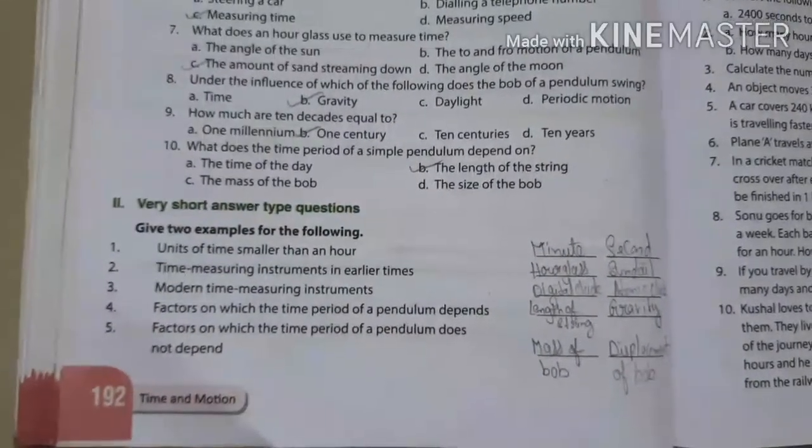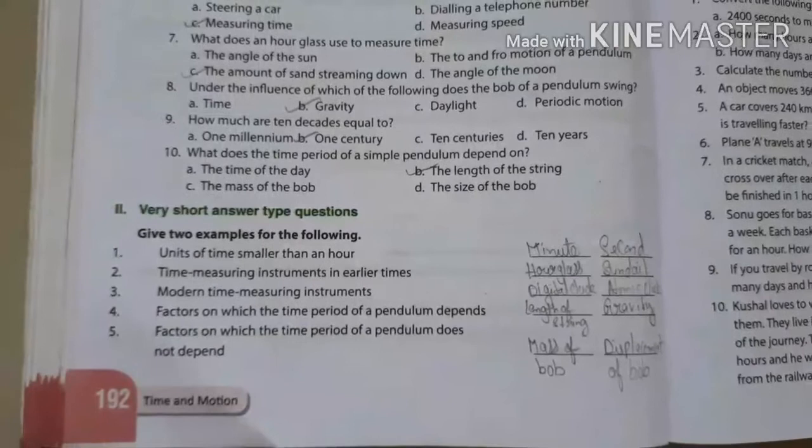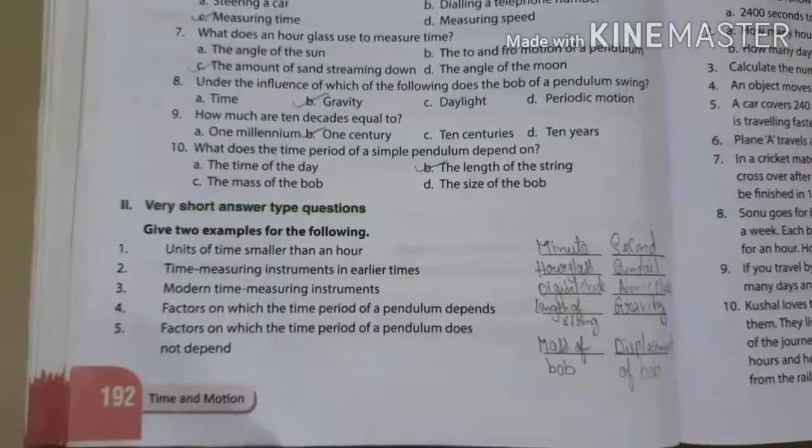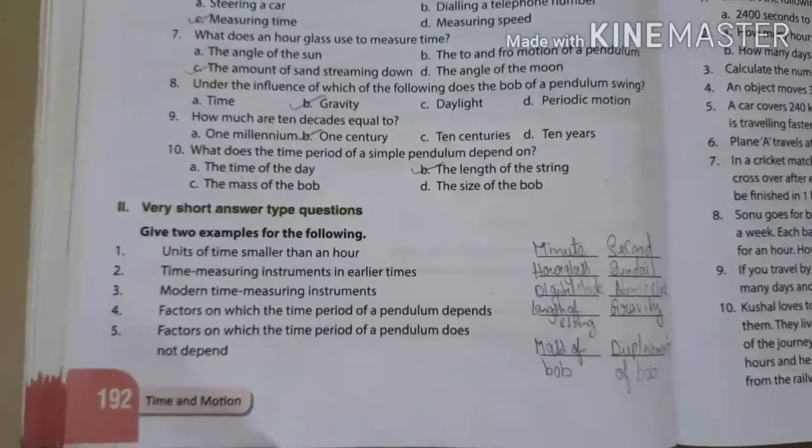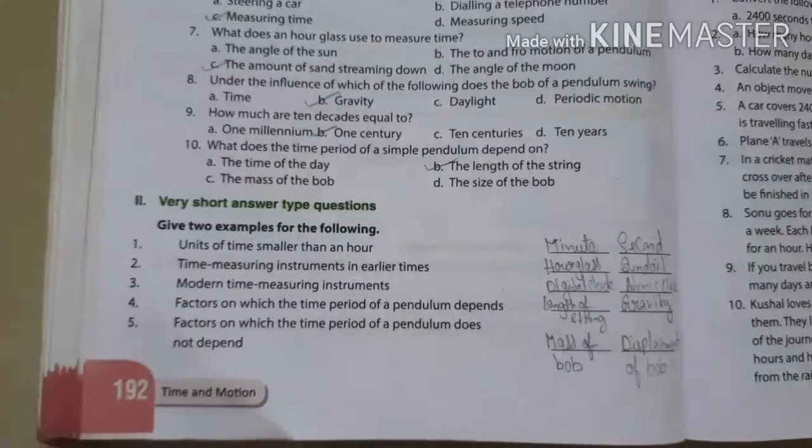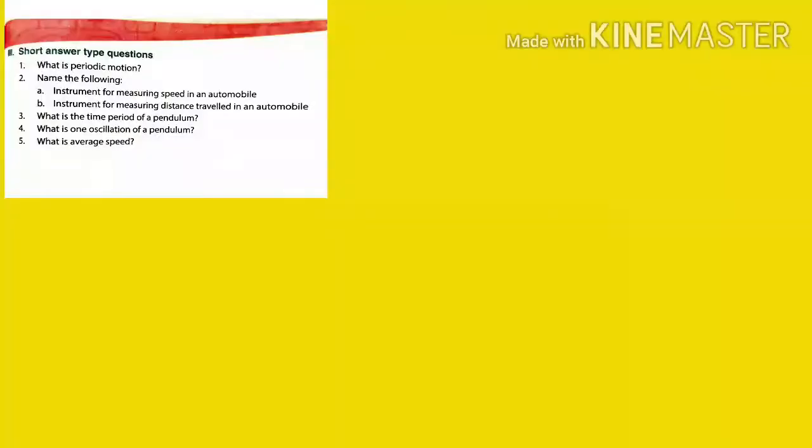Now we will see very short answer type. Give two examples for the following. Unit of time smaller than an hour: minute and second. Time measuring instrument in earlier times: hourglass, sundial. Modern time measuring instrument: digital clock, atomic clock. Factors on which time period of pendulum depends: length of the string and gravity. Fifth one. Factors on which time period of a pendulum does not depend: mass of bob, displacement of bob.